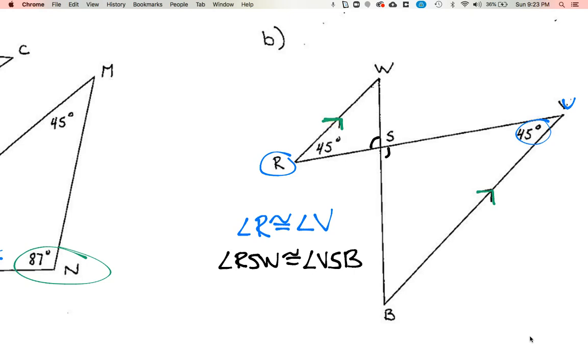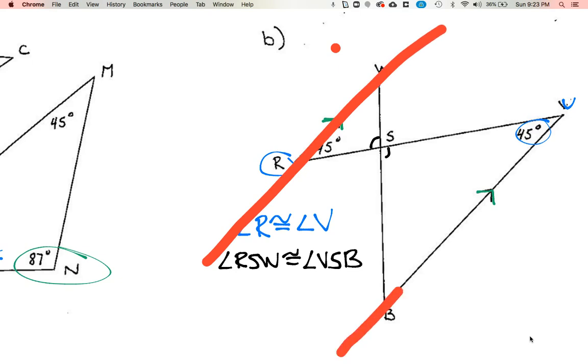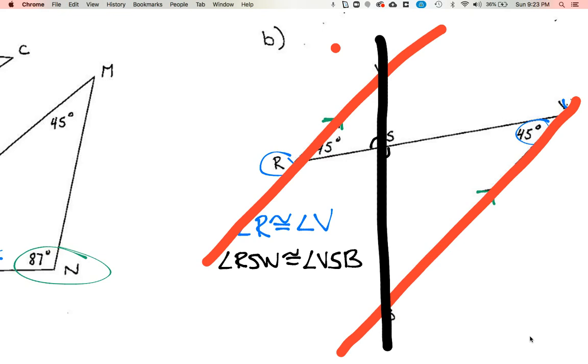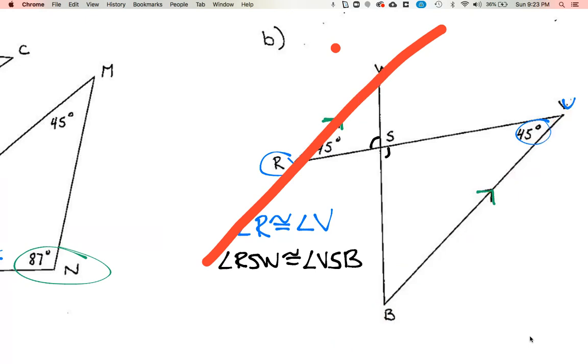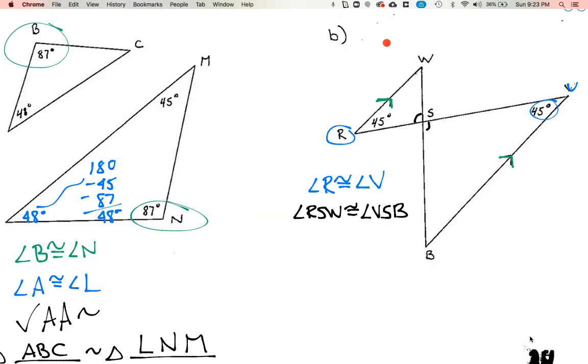Or since these two segments or sides are parallel, this is a little bit harder to see. So these are parallel. That means that's a transversal. That means that these angles are alternate interior angles. So there is a way to go ahead and say that W and V are congruent, but we don't have to. We can go after the vertical angles.